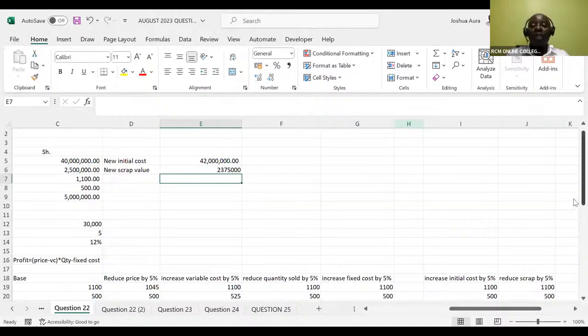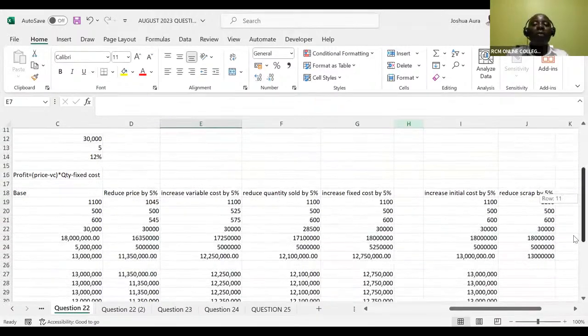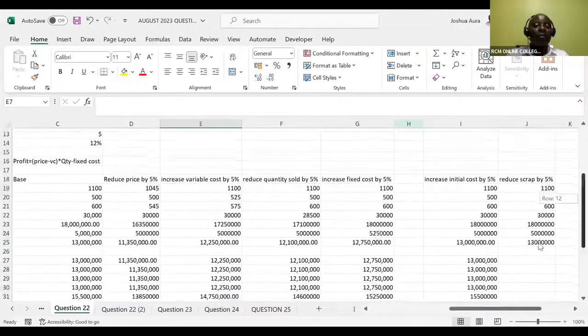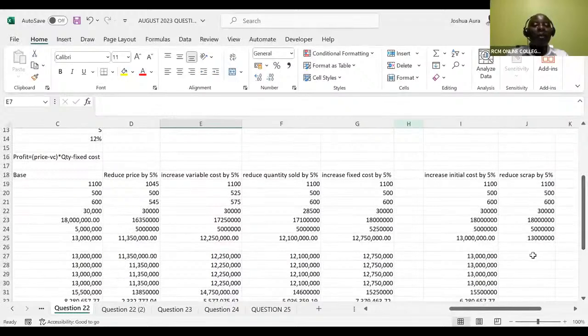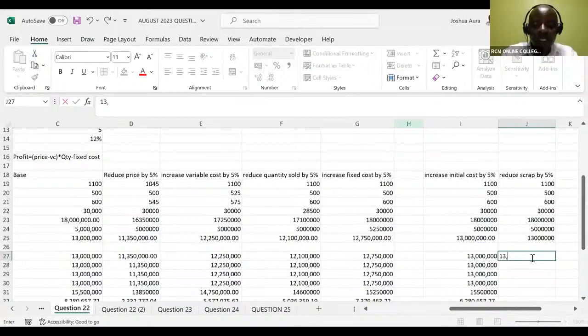So then come here. All the other things in this table are remaining the same. So basically here I will come and pick this 13 million. I can even copy this there, but no shortcuts really. So we have here 13 million.